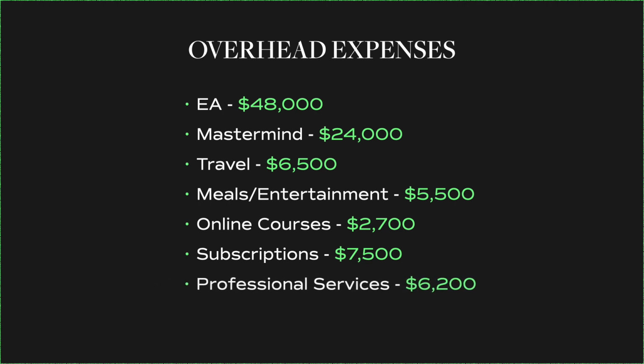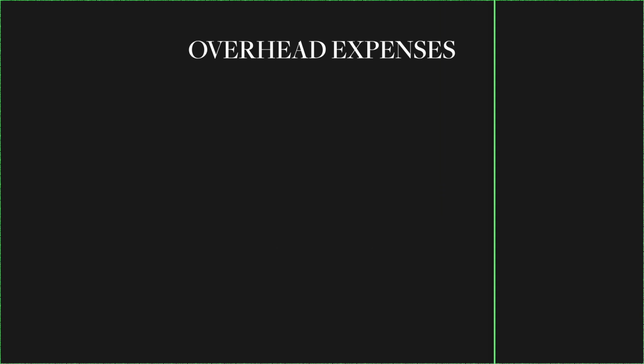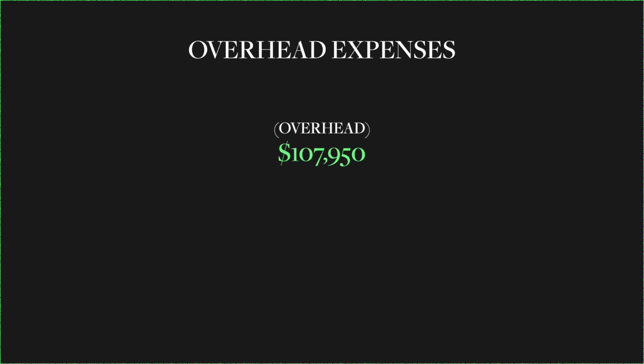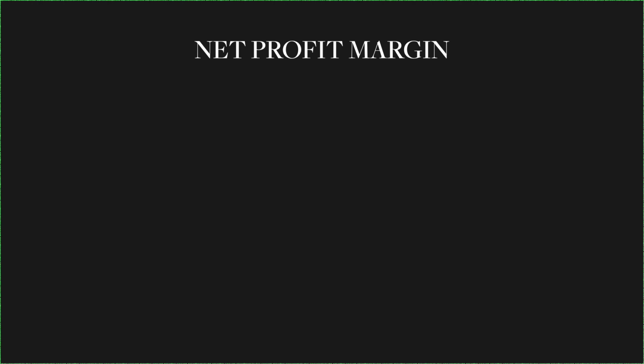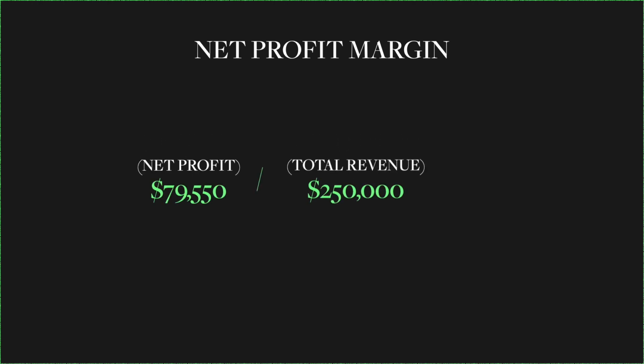Amanda also spent $6,200 on professional services like accounting. Finally, Amanda spent $7,550 in credit card processing fees. Thanks, Stripe. In total, her overhead was $107,950, and that leaves Amanda with a net profit of $79,550. We can then calculate her net profit margin by dividing her net profit by her revenue and multiplying by 100. And so we can see that her net profit margin is about 32%.